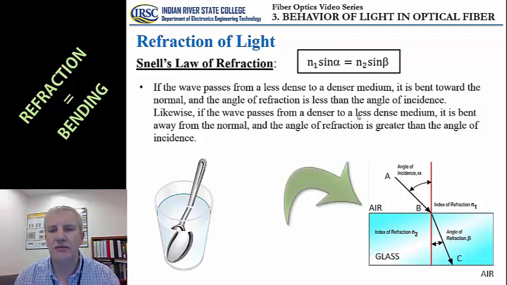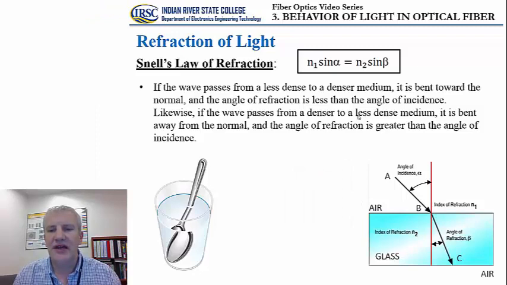If you look at the bottom right corner, you'll notice that the light is passing from air into glass, and we see that light is passing from the point A in the direction of point B, and then at point B it is hitting the boundary between the air and glass, and it's going to change direction and propagate in the direction of the point C.